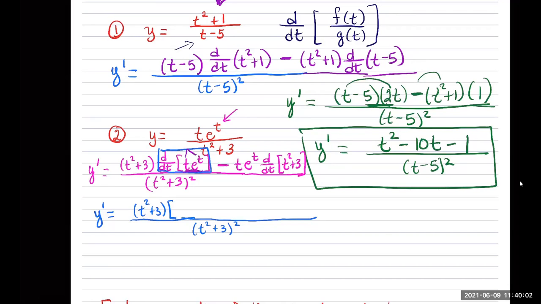So now I'm using the product rule just on this little part. I have the first times the derivative of the second, but the derivative of e to the t is itself, plus the second times the derivative of the first, but the derivative of t is just 1. And then the derivative of t squared plus 3 is just 2t. So that's the derivative of that one. That's the derivative of that one.